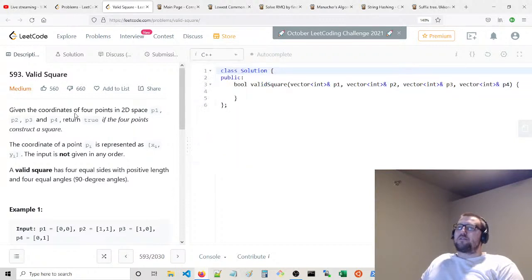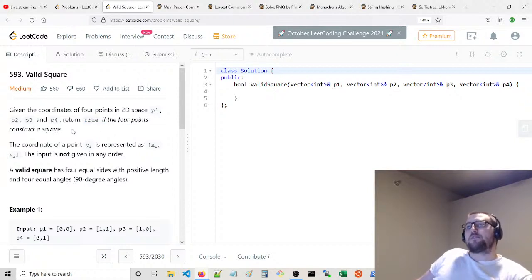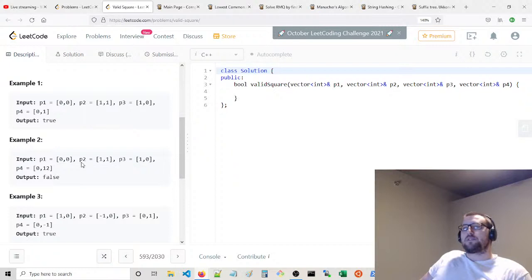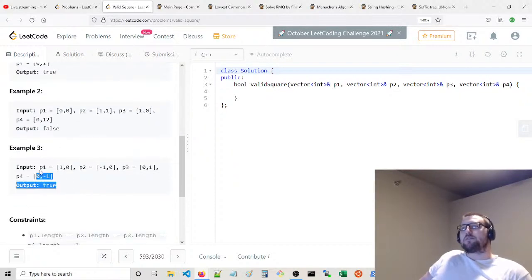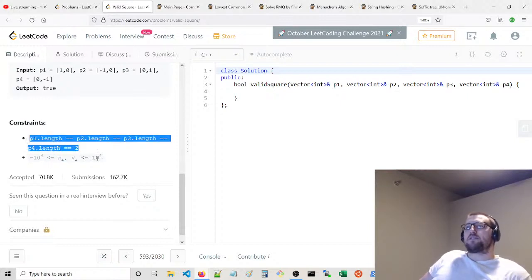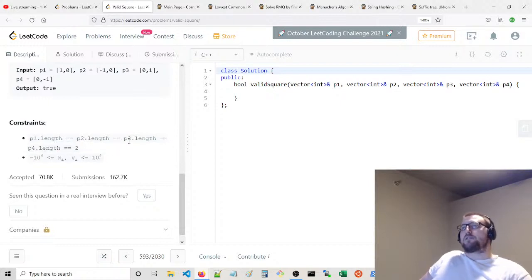So, given the coordinates of 4 points in 2D space, P1, P2, P3, P4, return true if the 4 points construct a square. The coordinates of a point P sub i are represented as x sub i, y sub i. The input is not given in any order. A valid square has 4 equal sides with positive length and 4 equal angles, 90-degree angles. Constraints: P1 length equals P2 length equals P3 length equals P4 length equals 2, and these points will be between negative 10,000 and positive 10,000.